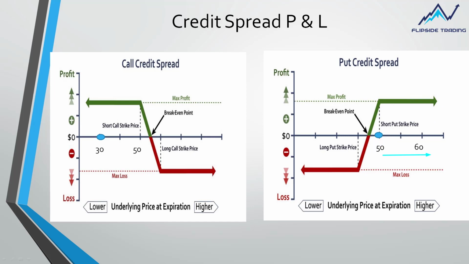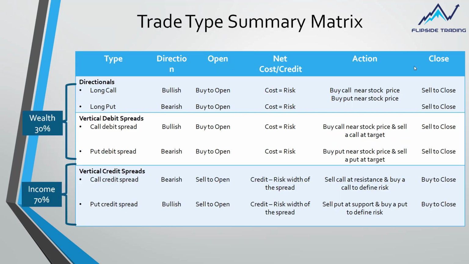We're also going to buy a put for protection, right? It's going to define our risk. That defined risk is, again, going to be our max loss. So that's another way of looking at it in case you're curious, or maybe that helps explain the concept a little better. Now let's take a look at our overall summary of all the trades we're going to do.